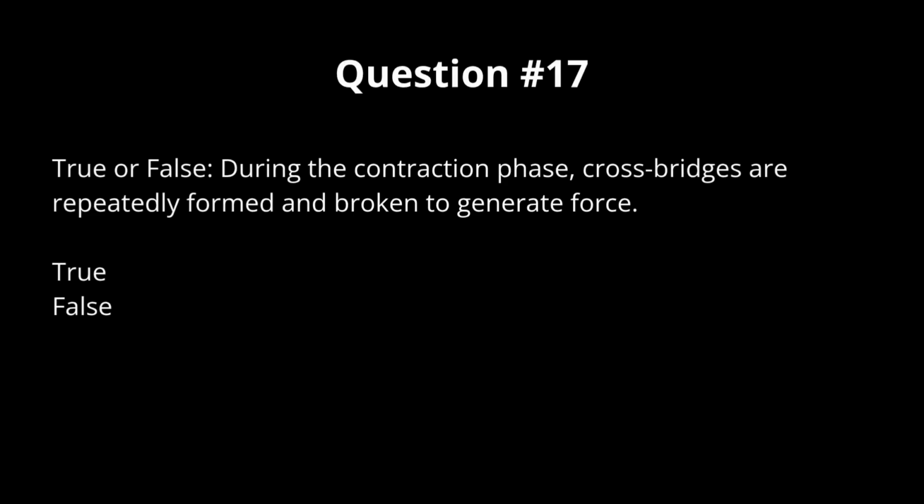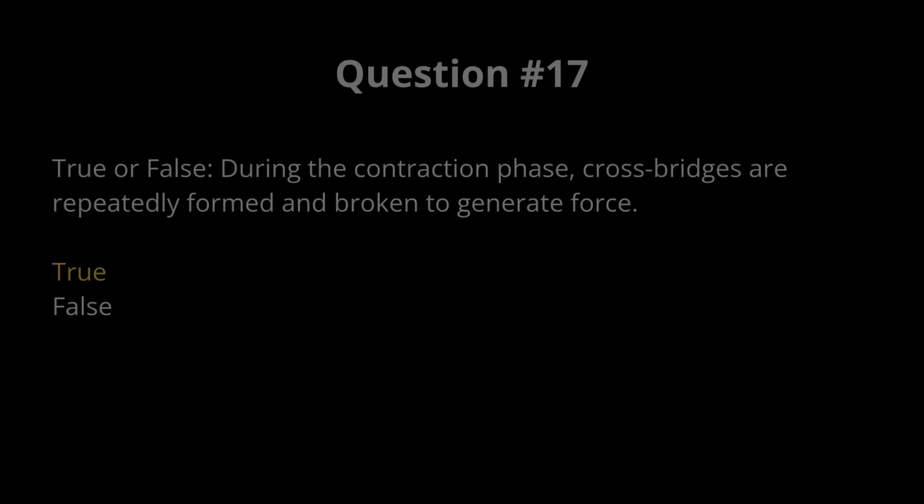Question number 17. True or false? During the contraction phase, cross bridges are repeatedly formed and broken to generate force. The correct answer is true. The contraction phase consists of continuous cycling of myosin-actin cross bridges powered by ATP hydrolysis.